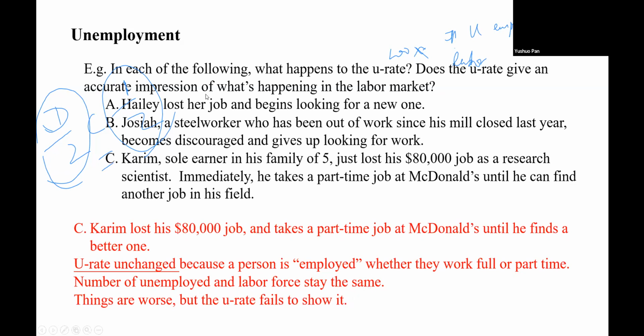But what happened to the real labor market? Because before he earned $80,000, but at this moment he just has a part-time job, which means the situation for him is worse, or the situation in the job market is worse than before. But according to the unemployment rate, the data, it doesn't change. So things are getting worse, but the U rate fails to show it. So that's questions A, B, and C.